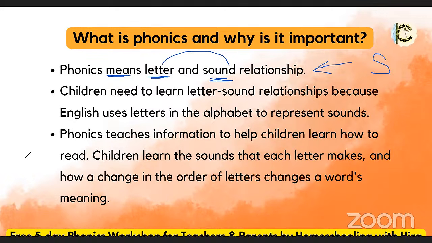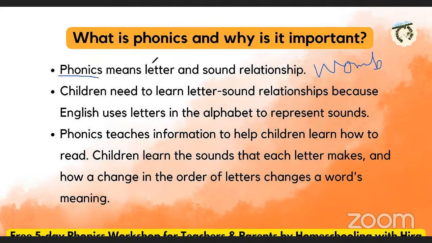When a child is born, he is born with no language. He doesn't have any language. He only starts absorbing the language right from the womb of his mother. But for articulation of language, we need to teach him. Okay, he comes into the world and then he starts learning how to articulate language, and that is the right time when we are supposed to teach him phonics. Phonics means letter and sound relationship.